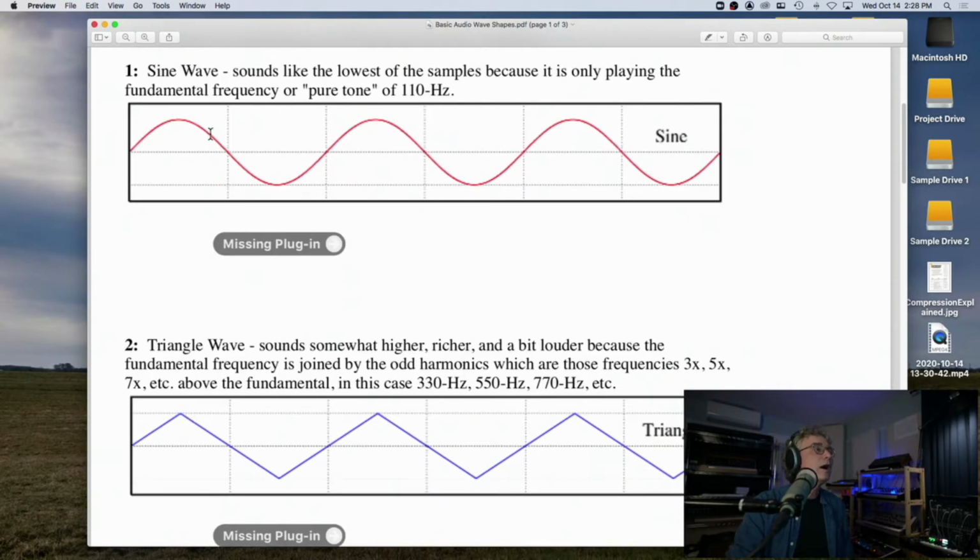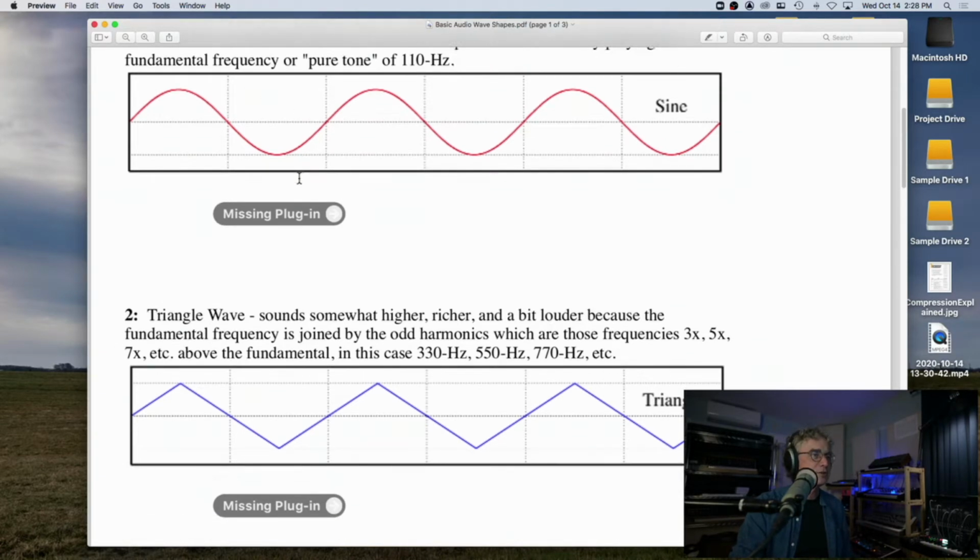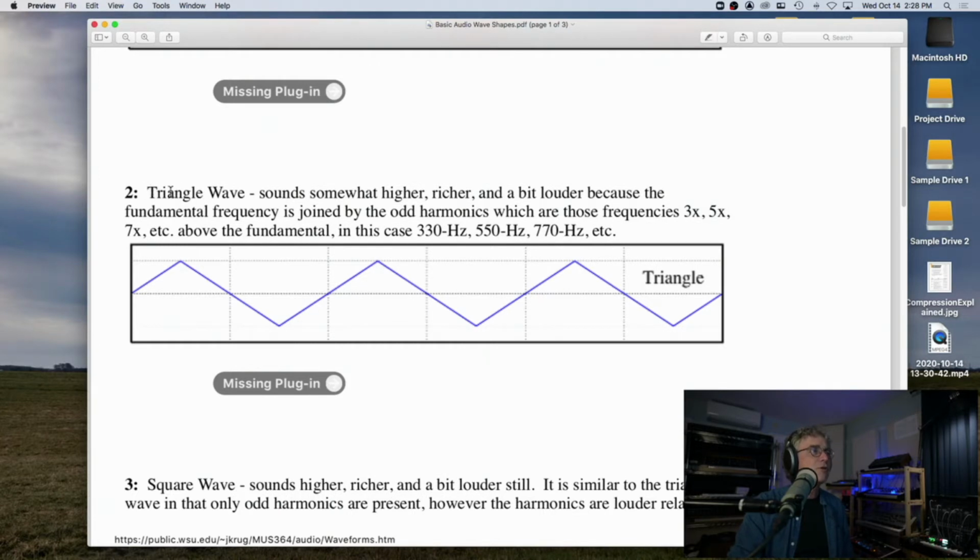Okay, so this is a sine wave. It's the purest tone that you can get. A pure sine wave is just fundamental with no overtones, and this is what the waveform looks like. And I'm going to show this in a Pro Tools session shortly. A triangle wave sounds higher, richer, and a bit louder because the fundamental frequency is joined by the odd harmonics, right? 3, 5, and 7 times above the fundamental. So you get something that is represented by this kind of a shape. And from here to here is one cycle.